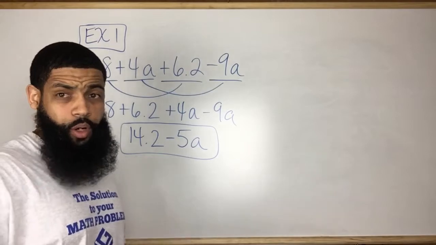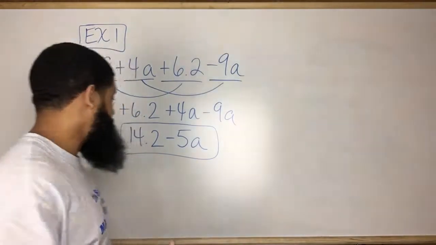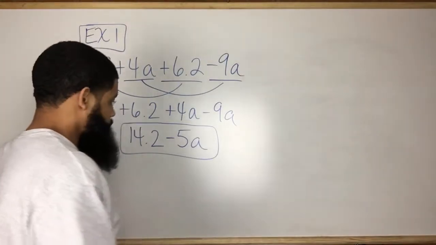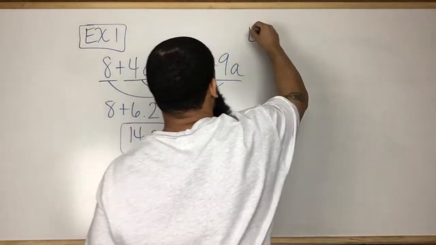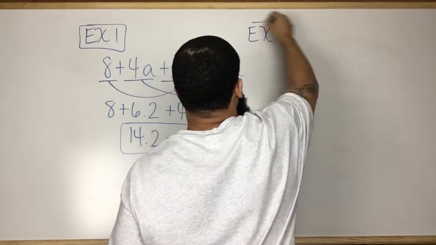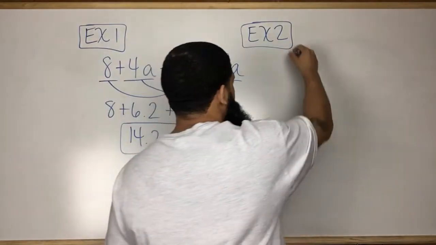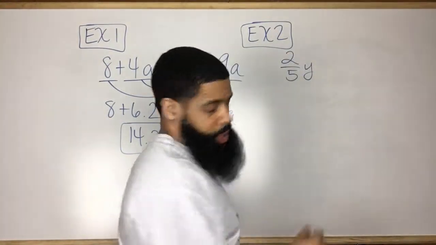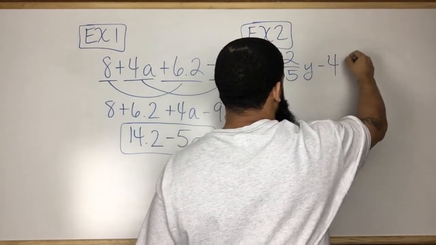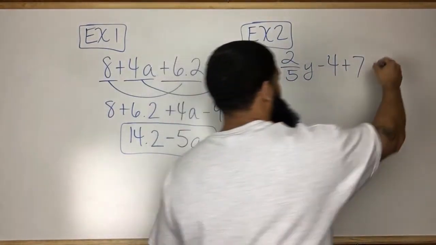So it's like oil and water. When you put oil and water in a container together, they don't mix. They don't combine. Okay? So that's your simplified version of that. All right? Example 2. We are going to have 2/5 y minus 4 plus 7 minus 9/10 y.